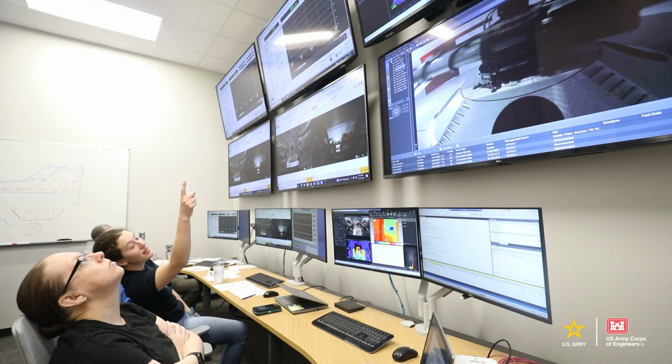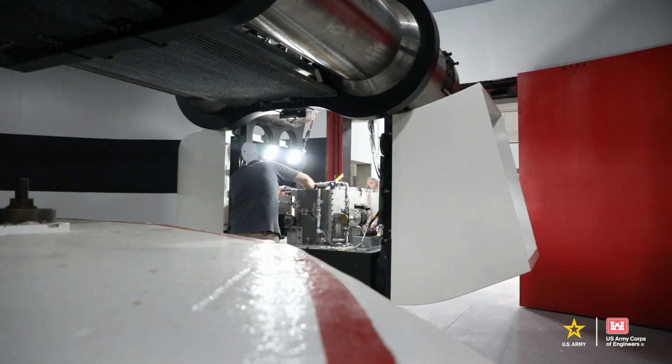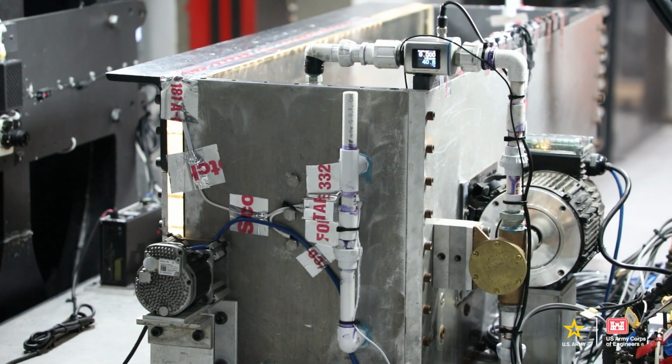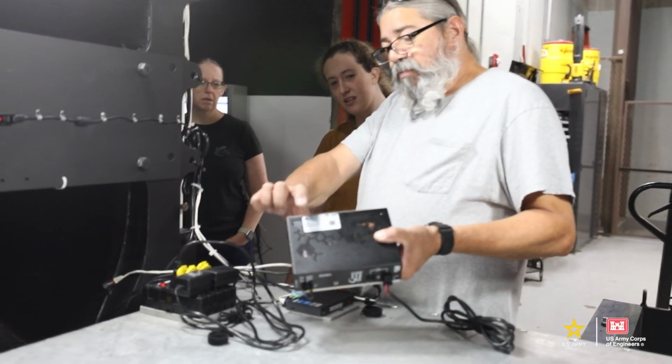bit of a seepage path through the IR camera, but it still would have been a little too late in the real world. So I think it's a promising technique, but there's definitely more research that needs to be done before it can be used in the field. It's always a team effort.